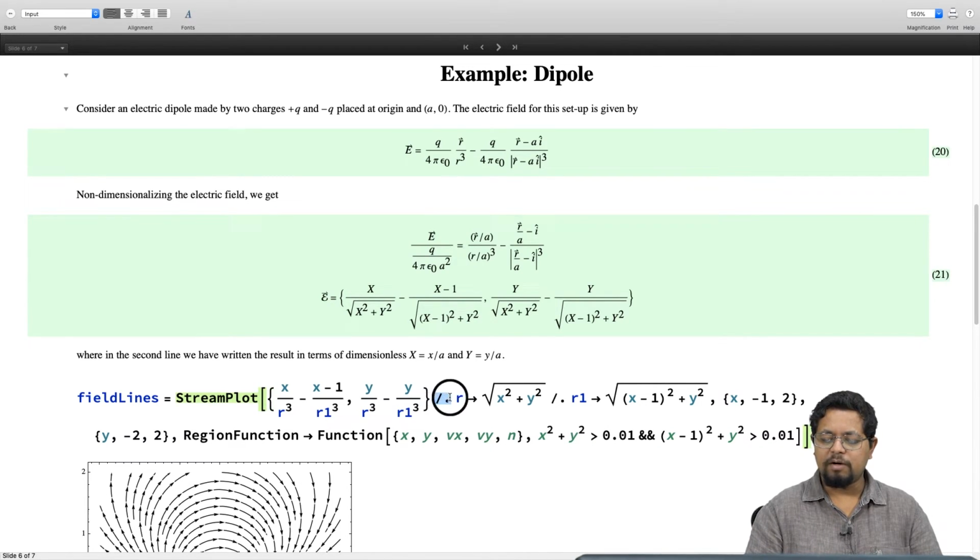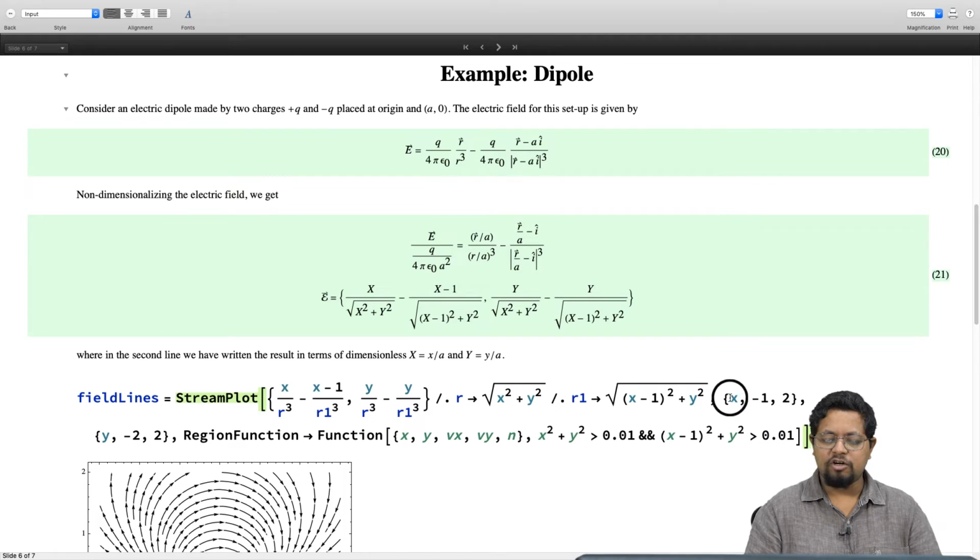Slash dot is used for a replacement rule. So this is the replacement rule over here. I'm making a replacement in the previous expression, where r goes to the square root of x square plus y square and r1 goes to this expression. Slash dot says to apply this replacement rule onto this previous expression.